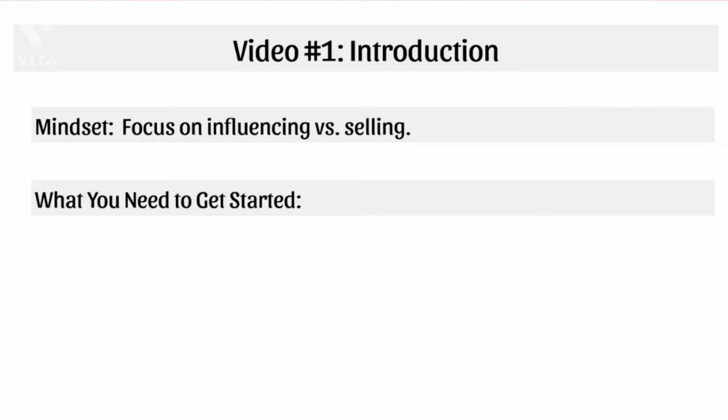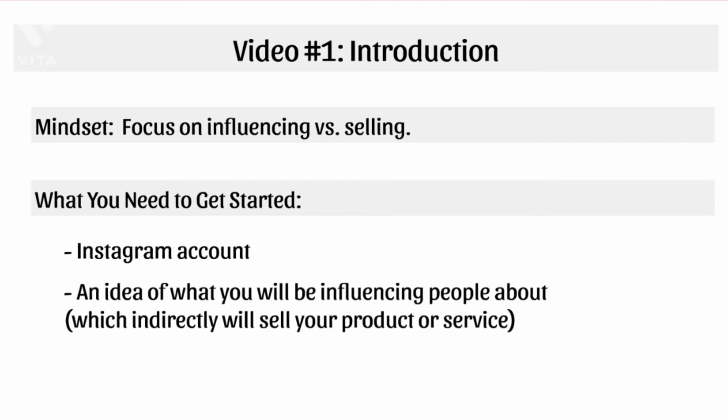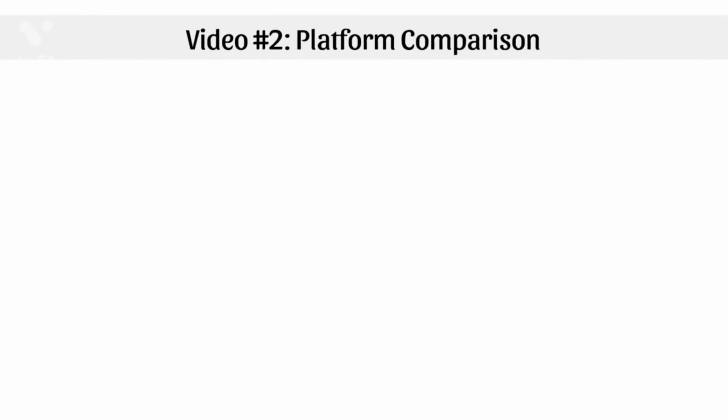But here's what you need to get started, which is pretty self-explanatory. You're going to need, number 1, an Instagram account. And of course, you'll need an idea of what you will be influencing people about, which indirectly will sell your product and service. It'll make more sense as I go through the course. All right, so with that said, let me jump on over to video number 2.